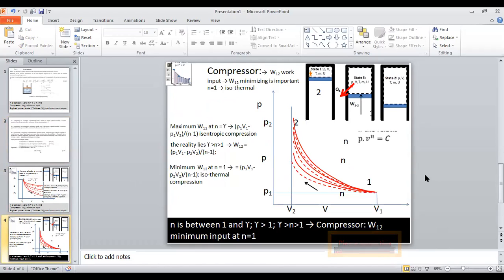Look at the natural aspect. Okay, natural aspects. So for compressors, minimum W1, that is important. When you compress, minimum W1. That's why if you know the art of compression, you can come out with very good design solutions, no matter compressors, no matter engines.